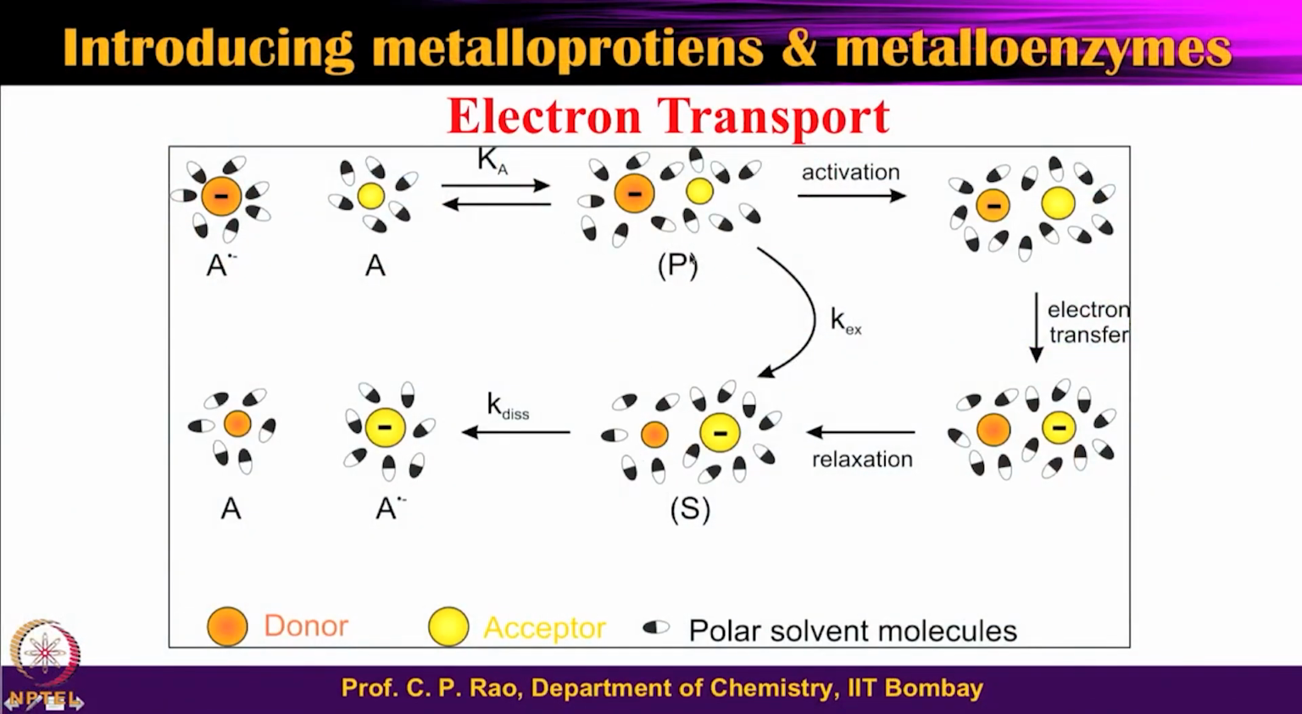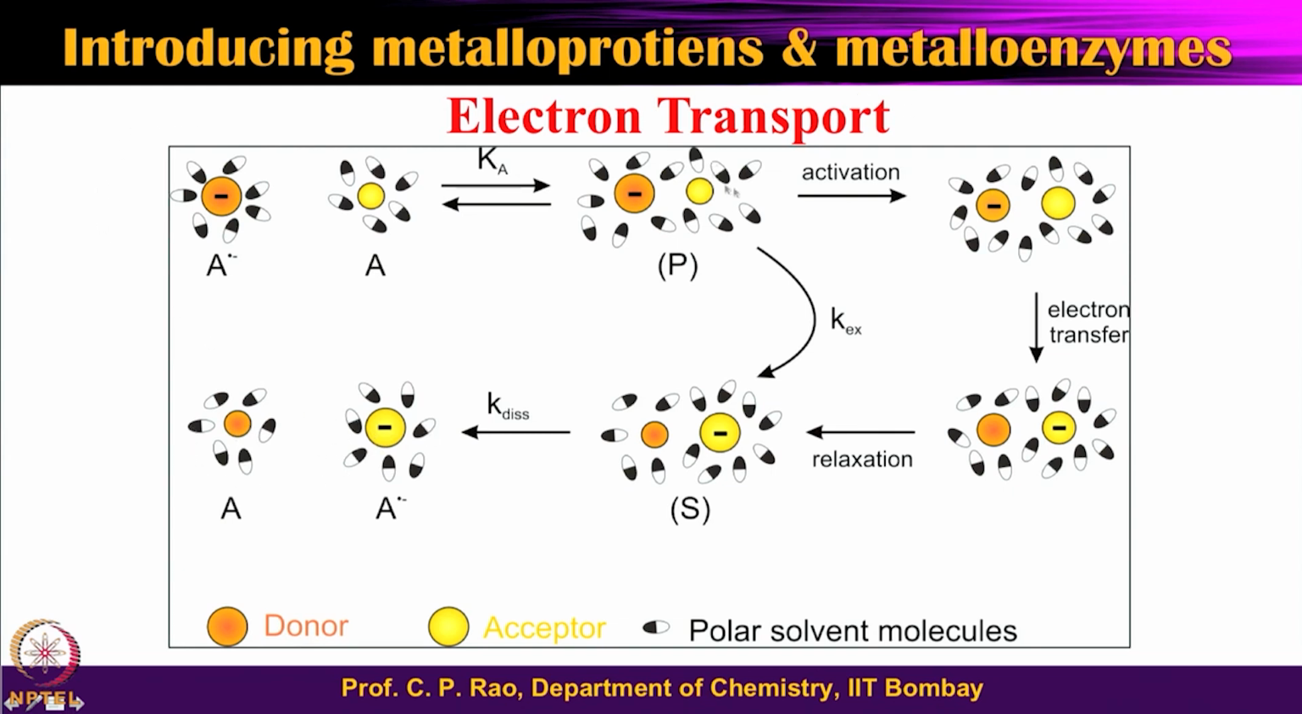So, the initial complex is called P, the later complex is called S, and this S complex has to break down back into the donor and the acceptor, where the electron is lost from the oxidized portion and gained by the reduced portion. So, this process is complete.